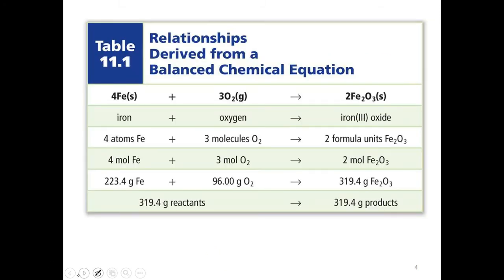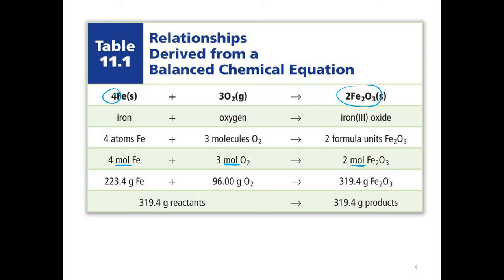Now, here are all the different ways you can read a reaction. You can talk about atoms. You have 4 atoms of iron. You have 3 molecules. Remember, oxygen is a covalent compound. That's why you use molecules. And iron is just a pure element. That's why there are atoms here. These are all the different particle units, okay? And then 2 formula units of iron trioxide, because that's an ionic compound, okay? Or you can read it as moles, which is what we're going to be doing this unit.